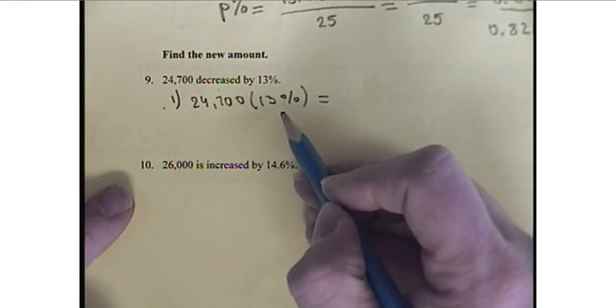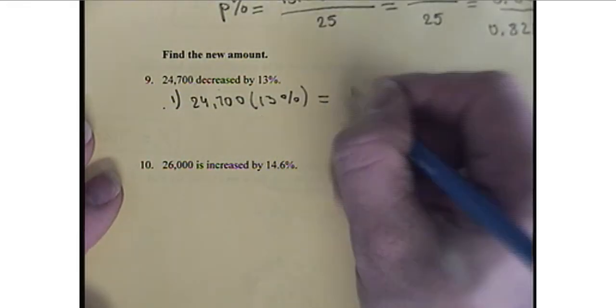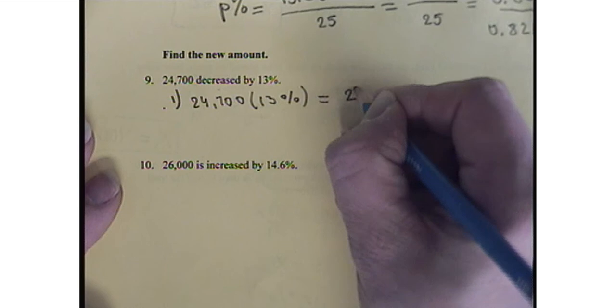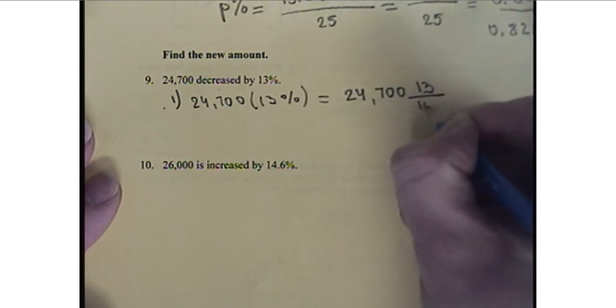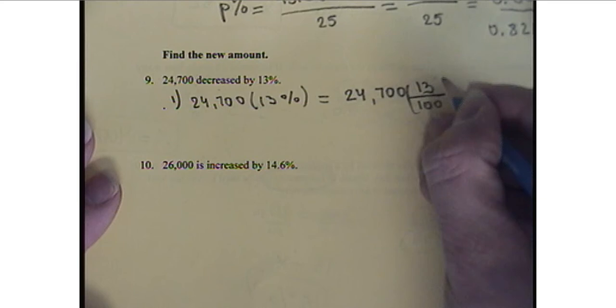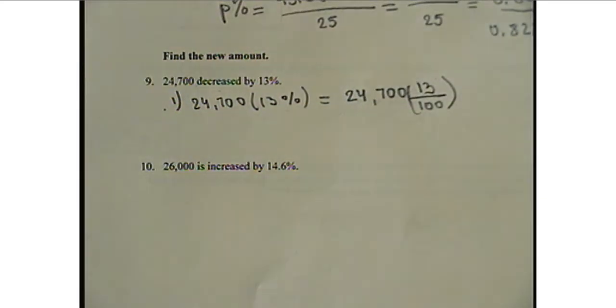Okay, so when you have given something like that, you want to multiply. Step 1, 24,700 times 13%. Remember, you got to convert this on the calculator. If you don't convert this on the calculator, then write this down as 13 divided by 100. That's how you're going to get the decimal number you need here.